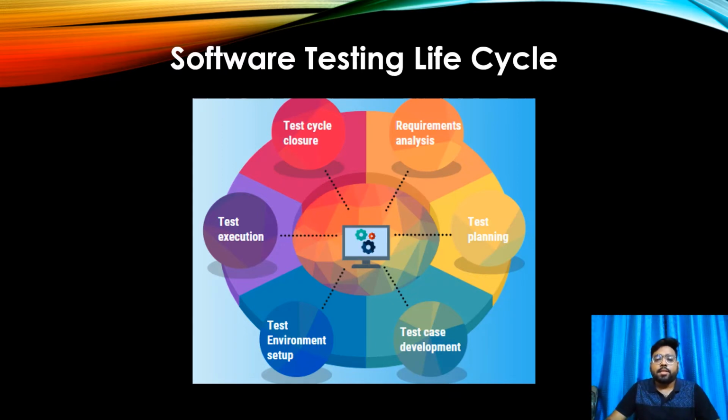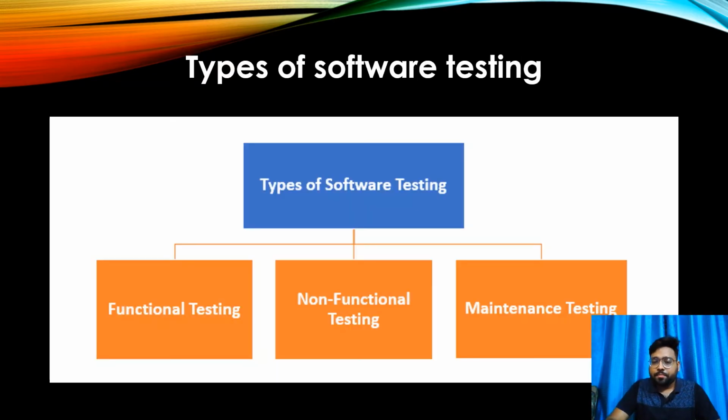Then comes test execution, where all the test cases that are developed and checked with the test environment are executed. And finally, in the sixth phase, the test cycle is closed, so that it completes the full software testing life cycle, and the software is ready to be delivered with high performance, and nearly bug free and error free, right?